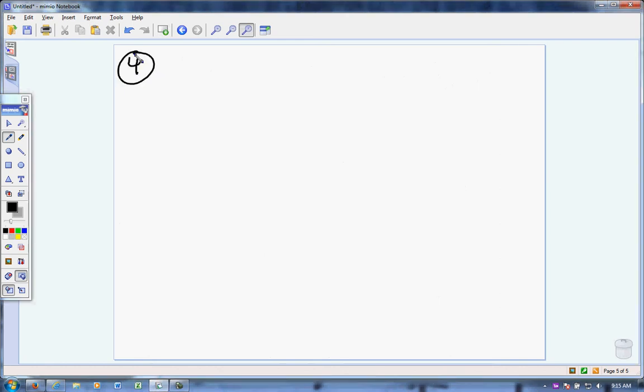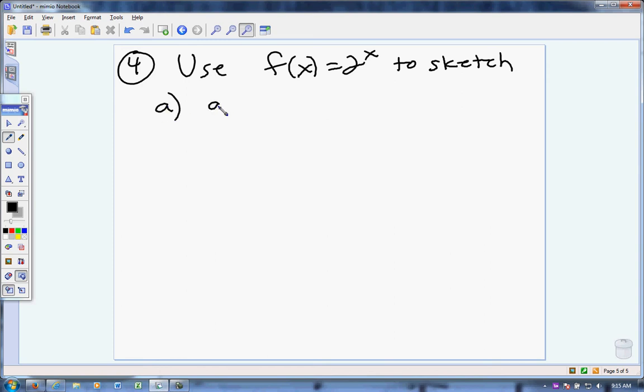And you're going to see some of these tonight, where they say, okay, use f of x equals 2 to the x to sketch. All right? And they're going to give you something like this. Question A. g of x equals 2 to the x minus 3.